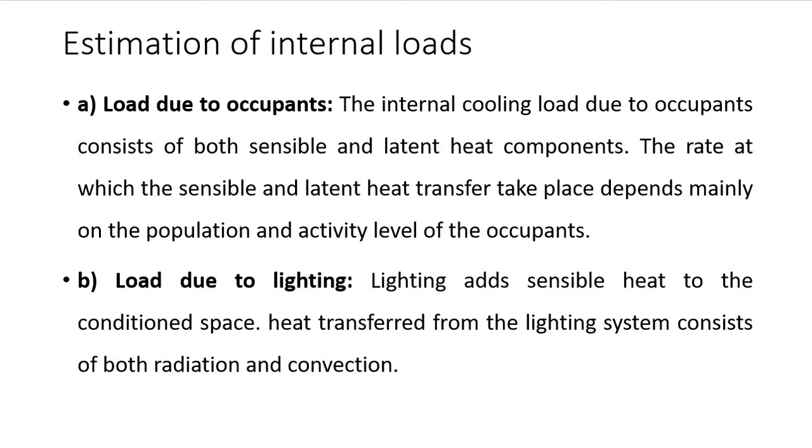So first one is a load due to occupants. A person, when he is idly sitting, is also emitting some amount of energy. So it consists of two types of load, both sensible as well as latent load. Sensible load means when the person is emitting energy, the air temperature will gradually increase. Because the number of occupants is more, after some time the dry bulb temperature of air will increase. As well as there is some latent heat component.